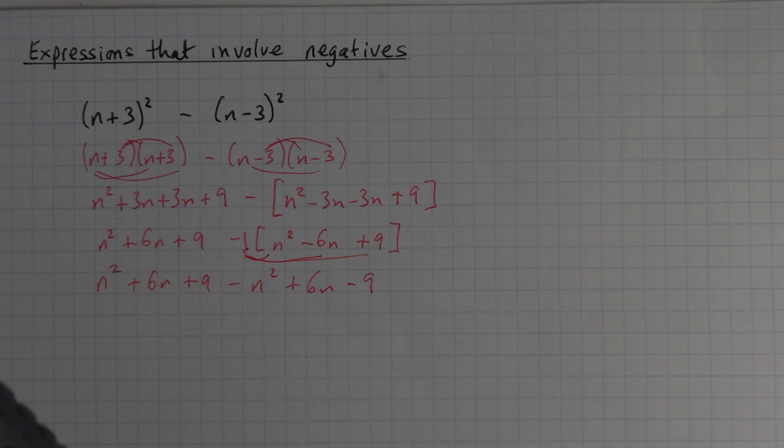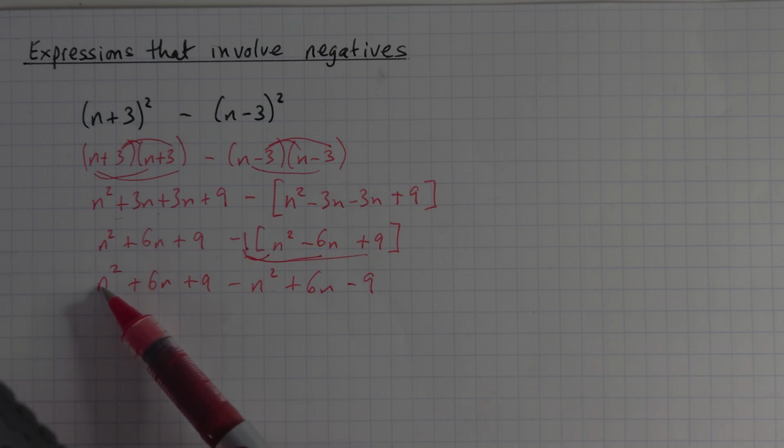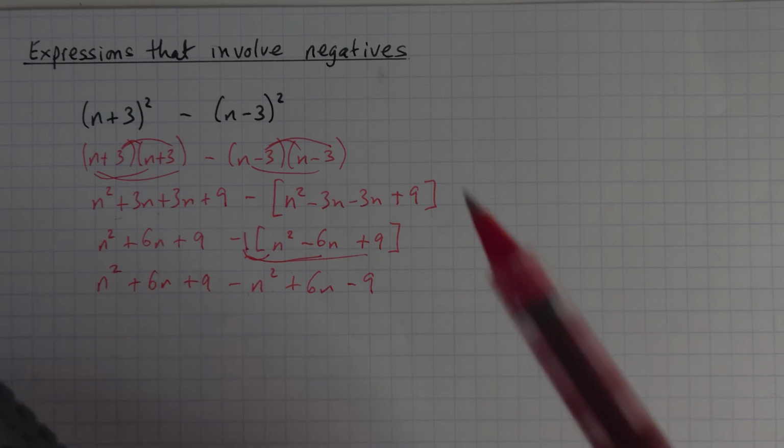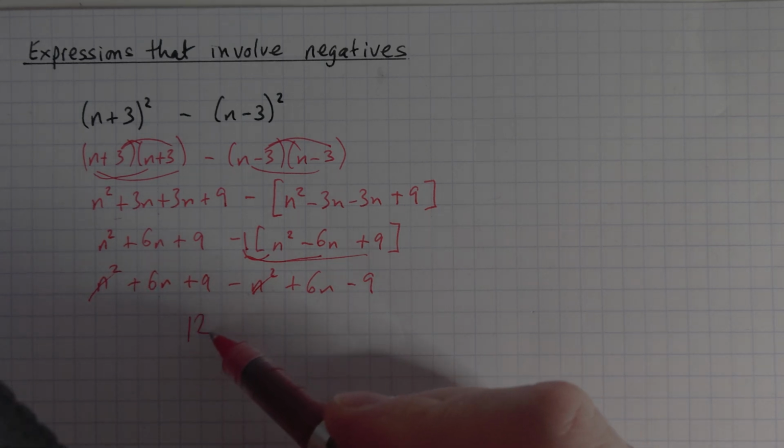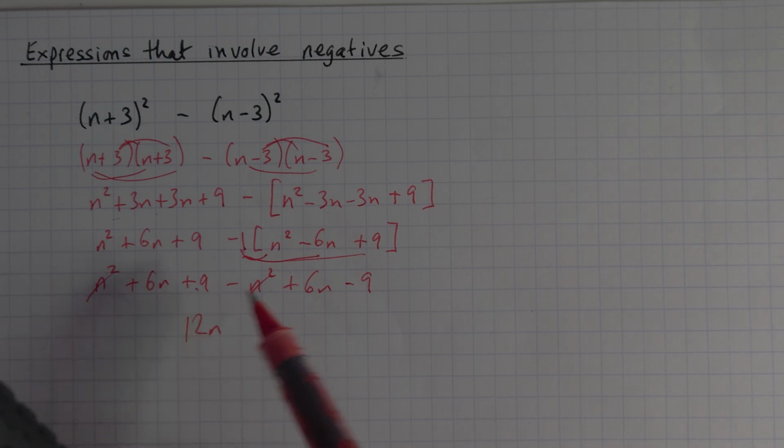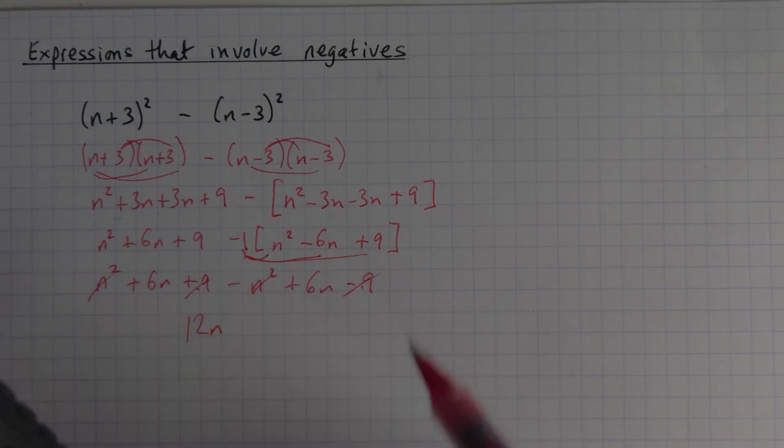I can now simplify this. I've got n squared take away n squared. Well, that cancels out. No n squareds left. 6n add 6n, that's 12n. And 9 take away 9, they cancel out. So the final answer is just 12n. The original thing simplifies to 12n.